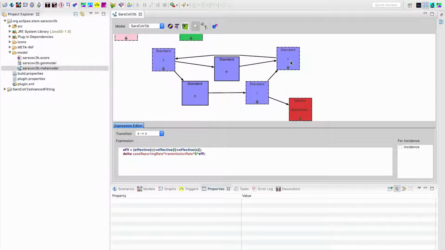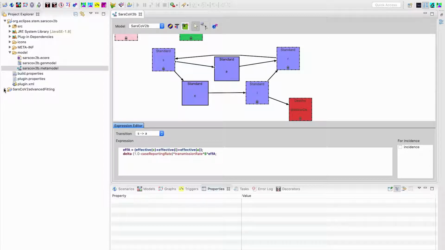Importantly, in the SACIR model, we would like to look closely at the transitions between the asymptomatic and the total number of cases. So we have a case reporting rate that distinguishes transmission between the A and the C compartments, which share a common transmission rate.